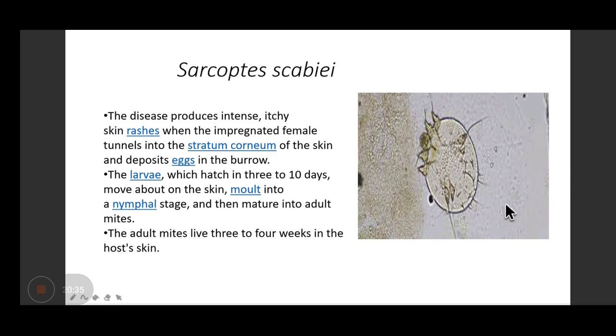So this is the Sarcoptes scabiei mite, and it burrows inside your skin. It forms tunnels in the stratum corneum of your skin and will deposit eggs in the burrows, which hatch within 10 days. The larva comes out, molts, and then matures into an adult mite. The important thing is that it causes intense itchy skin rashes. So this infection is basically a skin infection.